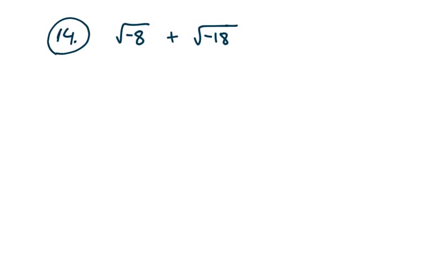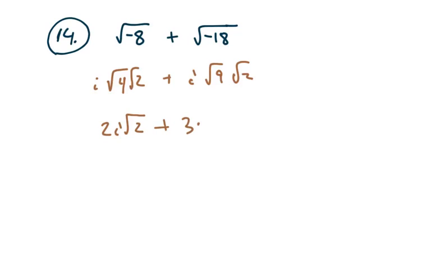In a situation like this, still not that complicated. We know that when we have a negative in the square root, we can tack an i on to the outside. The square root of 8, I'm going to break down to the square root of 4 times square root 2. And the square root of 18, I'm going to break down to 9 and 2. And so this breaks down to 2i square root 2 plus 3i square root 2. And there's my answer.